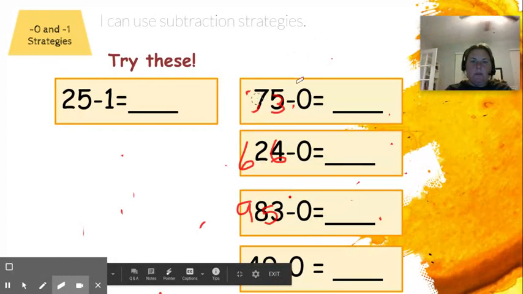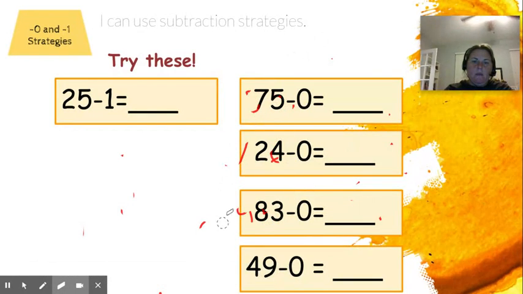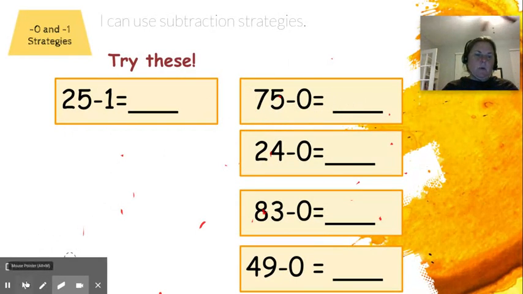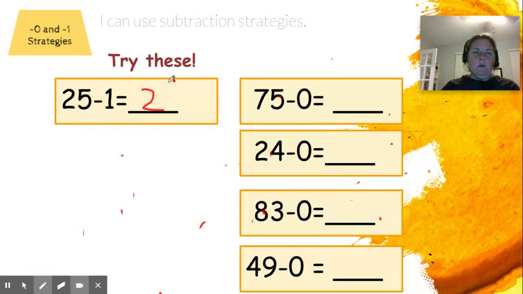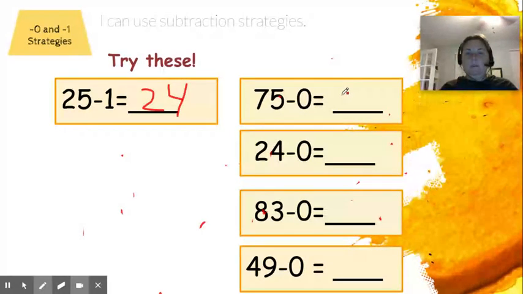I'm going to put the eraser on here. Okay, let's see here. Let's start with this one. 25 minus 1. Hop back 1. 24, you're right. 75 minus 0. Stays the same, right? 75.